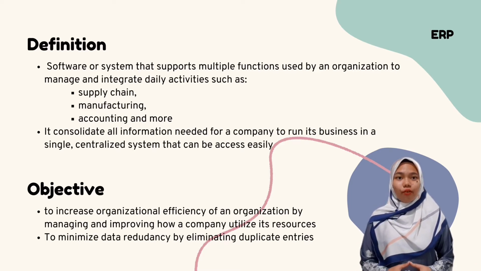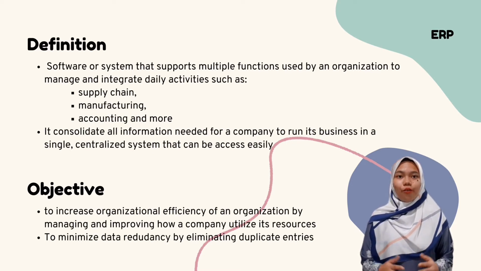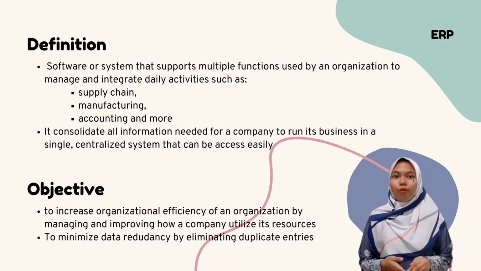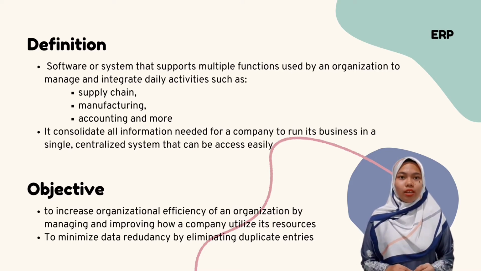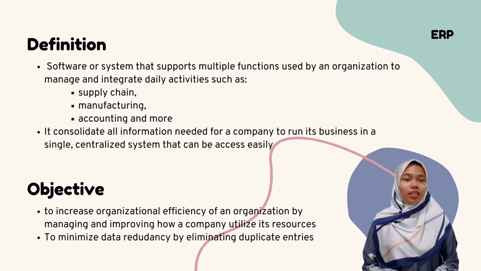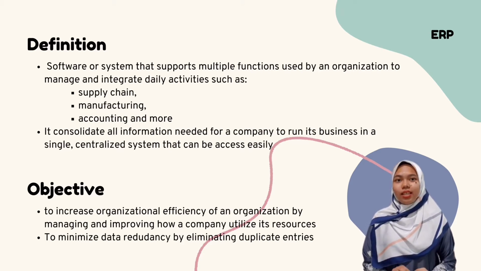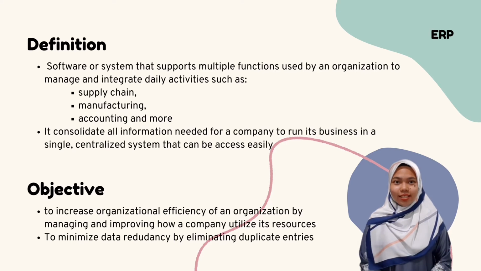The objective of ERP is to increase the organizational efficiency of an organization by managing and improving how the company or organization utilizes its resources. The second objective is to minimize data redundancy by eliminating duplicate entries.